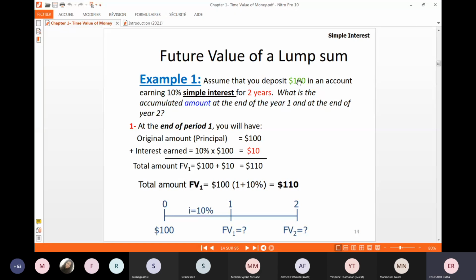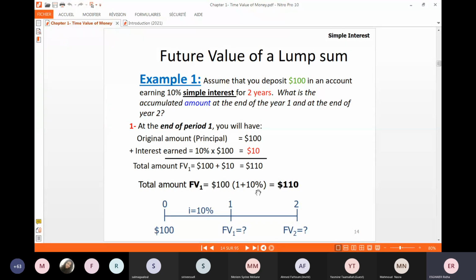For example, here at the end of year 1, or period 1, you will have your original amount deposited plus the interest on this original amount, 10% times 100, which gives us $10. So the obtained amount, the future value at the date 1, is simply the present value at the date 0 plus the present value times the interest rate. So it will be 100 times 1 plus the interest rate, $110.